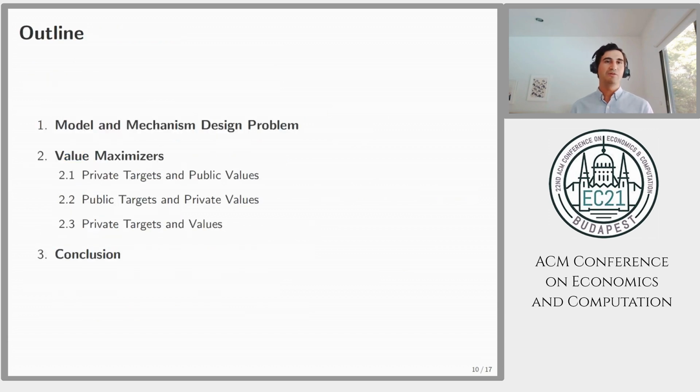Now, in terms of the outline for this talk, I'm going to start with the model and the mechanism design problem. Then I'm going to talk about value maximization and the different information structures. Unfortunately, I don't have time to talk about utility maximization. If you want to learn more about that, I encourage you to look at the paper. Some of the most technically challenging aspects of the paper are in the case of utility maximization, so I think it's interesting too. And then I conclude with some final remarks.